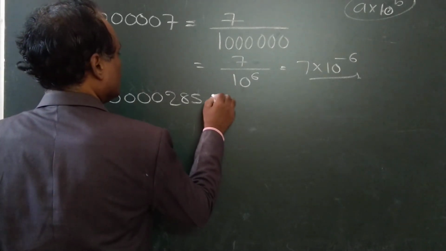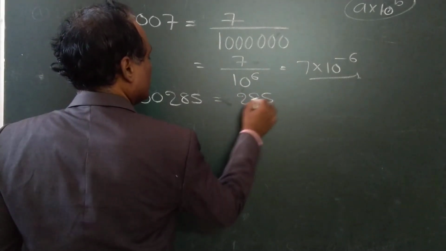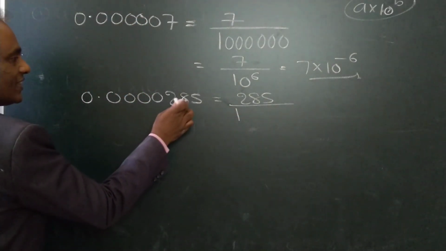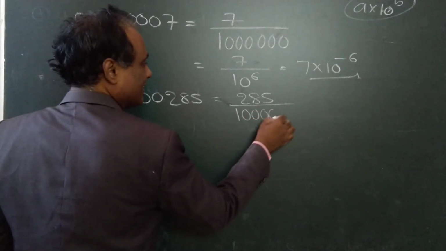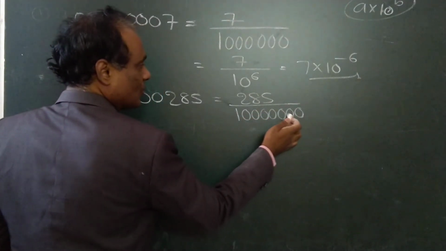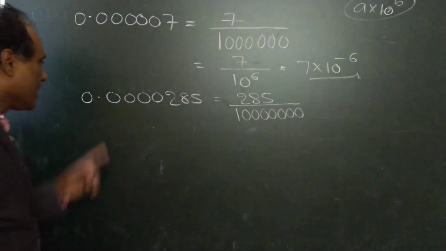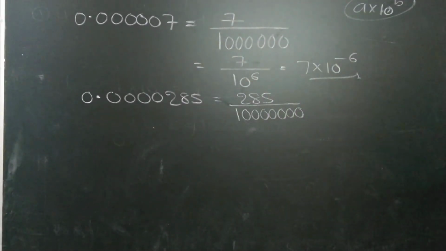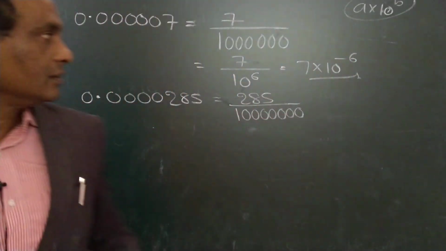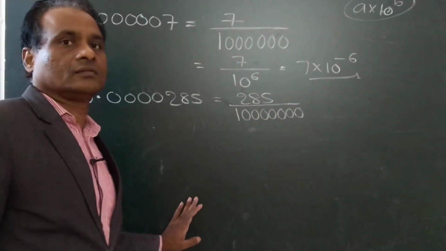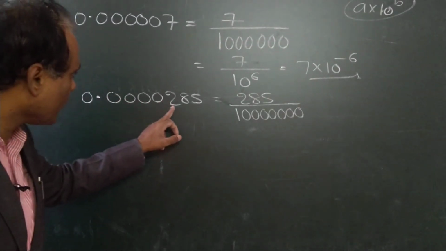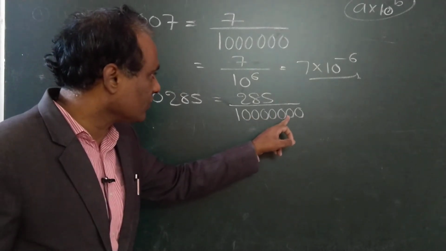See here, first removing the decimal. After decimal, 1, 2, 3, 4, 5, 6, 7. Remove the decimal. So we will get 7 zeros in the denominator. If you remove the decimal, after decimal 1, 2, 3, 4, 5, 6, 7.